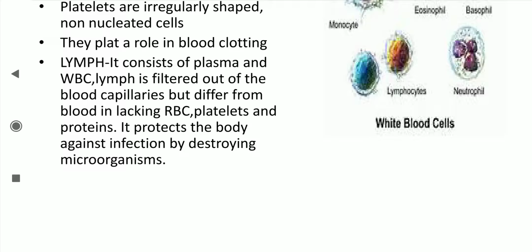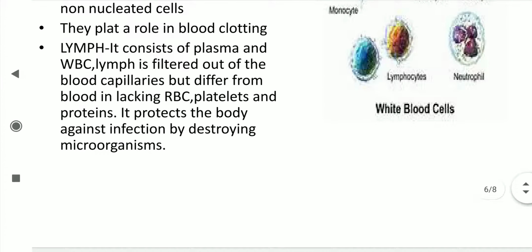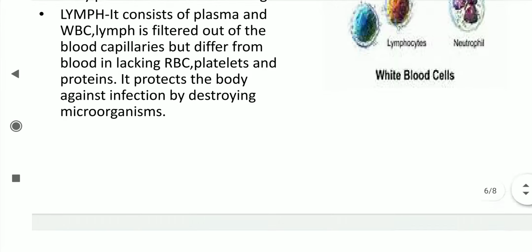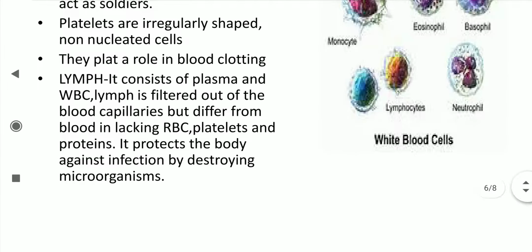And they move to the lymph vessels. They move in lymph vessels, plasma plus WBC. They don't have RBC and platelets. Okay, what is the function? It protects the body against infection by destroying microorganisms. This is very important in our body. Okay, so I told you about fluid connective tissue. In fluid connective tissue, I told you about blood and lymph.